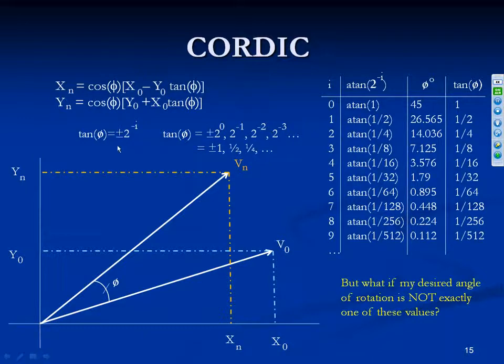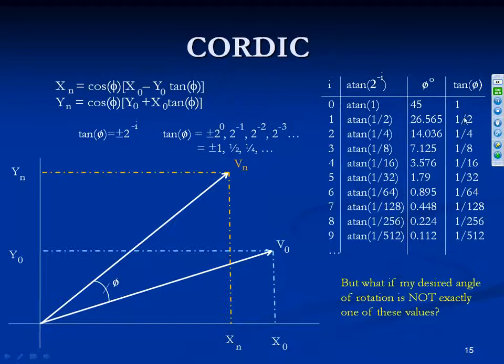Okay, so let's assume that we have tangent of phi equal to plus or minus 2 to the minus i. In other words, tangent of phi would be values like plus or minus 2 to the 0, 2 to the minus 1, 2 to the minus 2, etc., which would be plus or minus 1, plus or minus a half, plus or minus a quarter, etc. So what is 2 to the 0? Well, that's 1. Here's our tangent of phi is 1. What does that represent? That represents 45 degrees, right?